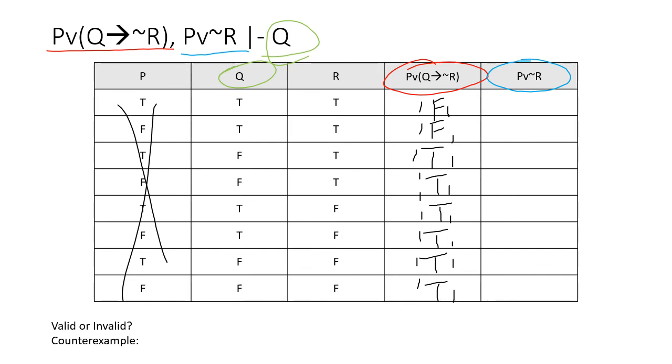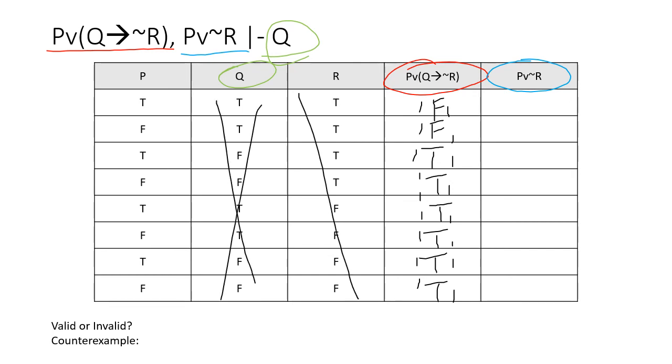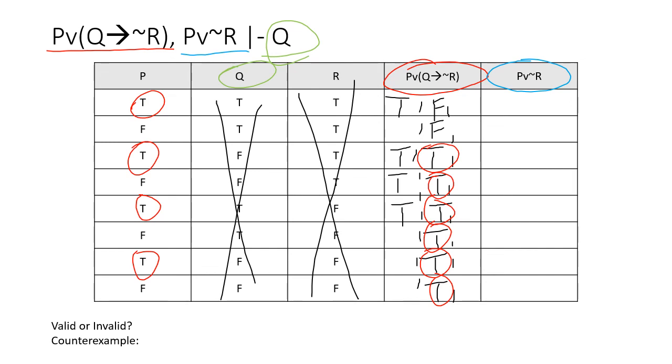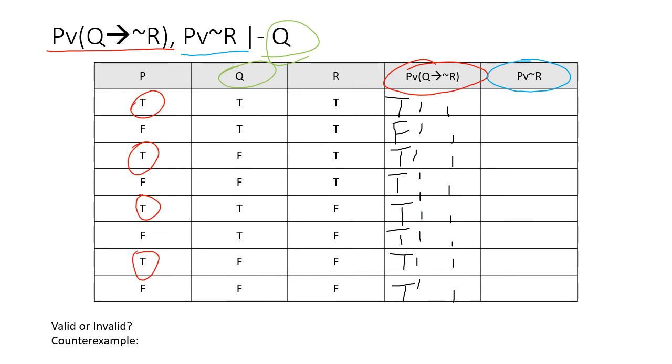And we just have to do the P or Q arrow tilde R. So just looking at P, where is P true, then it's true, and then all these from 3 to 8, those are all true. So all of these are true, with the exception of the second one, where they're both false. So with that, we can erase this column. And that just leaves this other premise that we need to do.